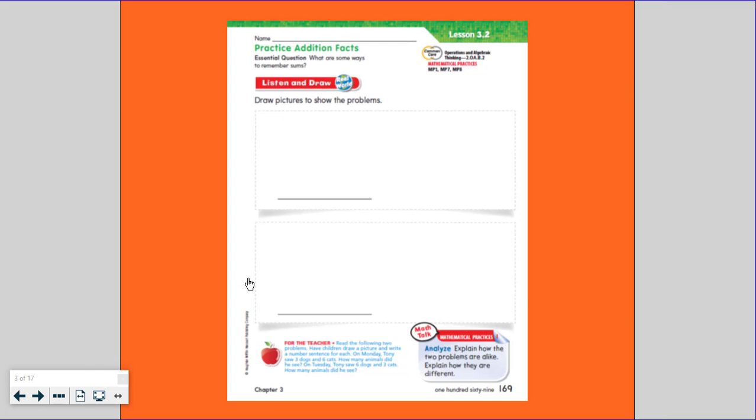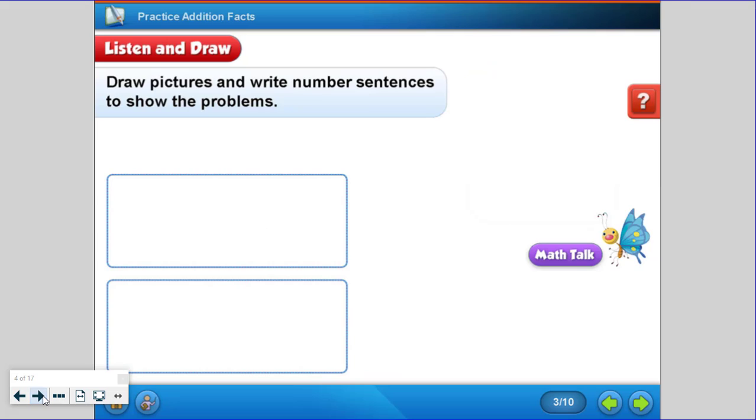Let's continue. So we are on the listen and draw page. So if you're wondering where I'm at, I'm on the listen and draw page, page 169 in your math book. Okay? And let's see. Let me see if my other page looks better. Well, yeah, I'll go with this one. You stay on the listen and draw page. So there's 2 boxes on your listen and draw page. I have 2 boxes on my page.